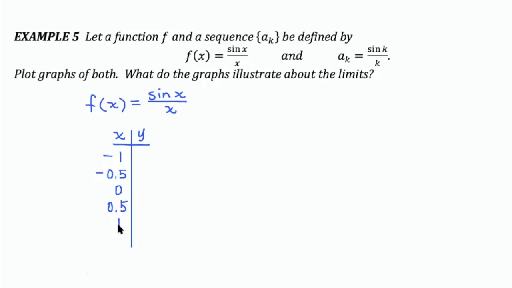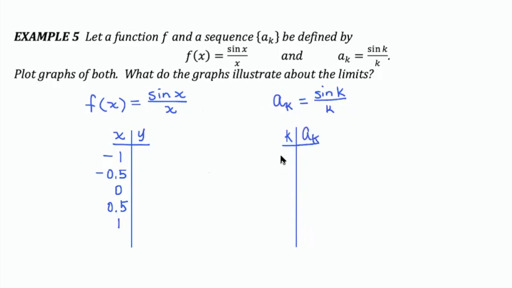And not only that, but it can take on any values between these values. So when I graph sine of x over x, I should be connecting the dots to indicate that the domain is all the real numbers. But keep in mind that for the sequence, a sub k equals sine of k over k, we're only going to allow k to take on positive integer values.